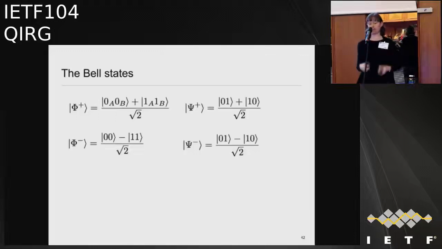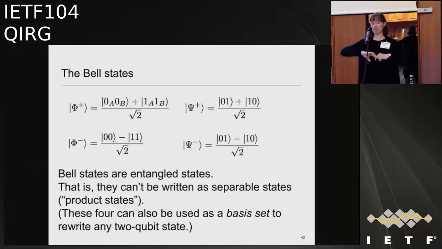For example, if we look at the first state in the upper left-hand corner, this phi plus state, we're saying that either both of your quantum bits are in the state 0 or they're in the state 1. We normalize it with the square root of 2. But the point is that if person A is in possession of one quantum bit, and B is in possession of the other, wherever they are, the minute, or instantaneously, we believe, when A measures her quantum bit, we can immediately predict what the outcome of B's measurement will be. In this case, if it's 0, it will be 0. And for psi plus and minus, if it's 0, it will be 1. So these are the canonical Bell states.